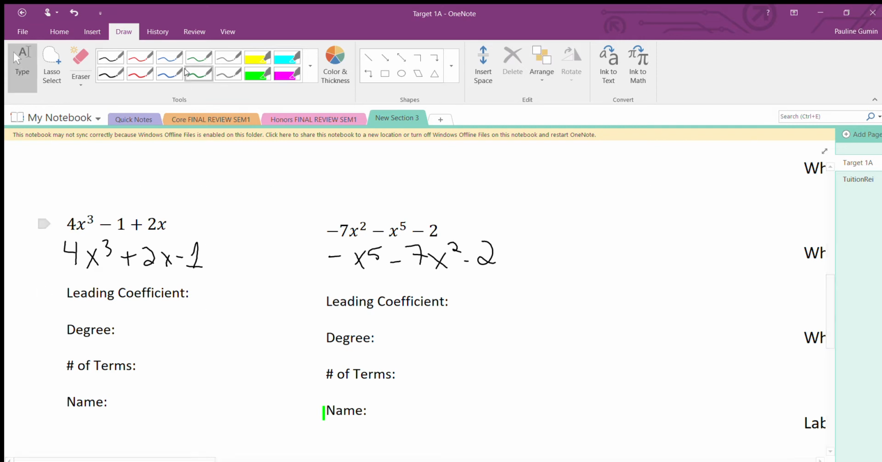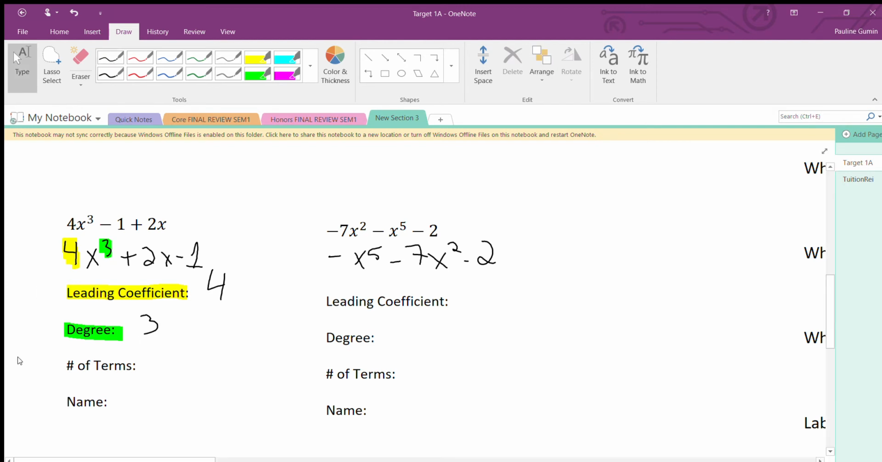Okay, so I reorganized them in standard form. There we are. Let's talk vocabulary. The first thing we have here is a leading coefficient. That is going to be the number that is attached to the variable with the largest exponent. So in this case, it's going to be 4. The degree of our polynomial is going to be the largest exponent we have, which is a 3. So it's a 3rd degree polynomial.